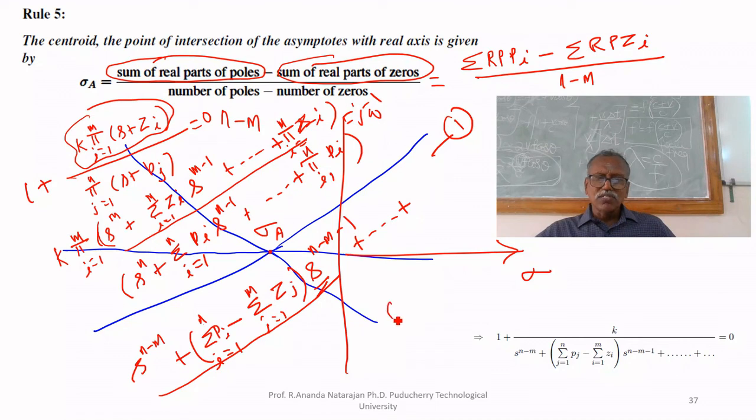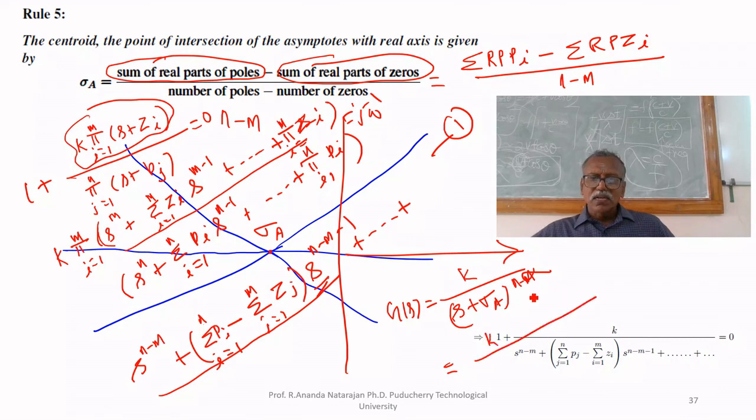Let us take one more system, g of s, that has repeated poles at sigma A. How many repeated poles? It has n minus m repeated poles at sigma A. If we expand this in binomial expansion, you will get s power n minus m plus sigma A s power n minus m minus 1 plus etc.